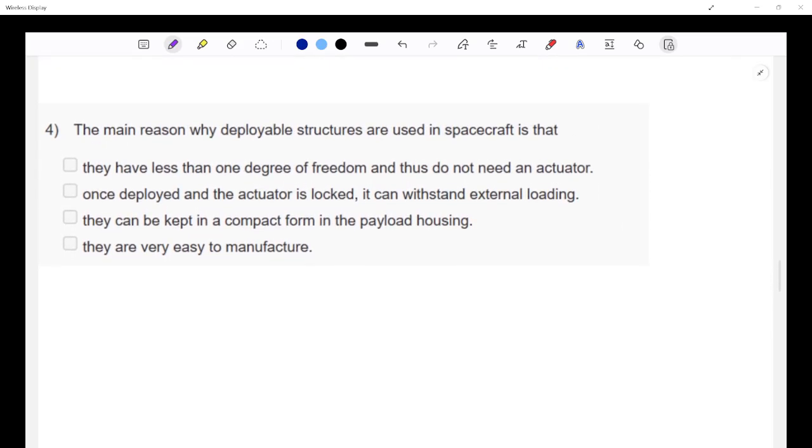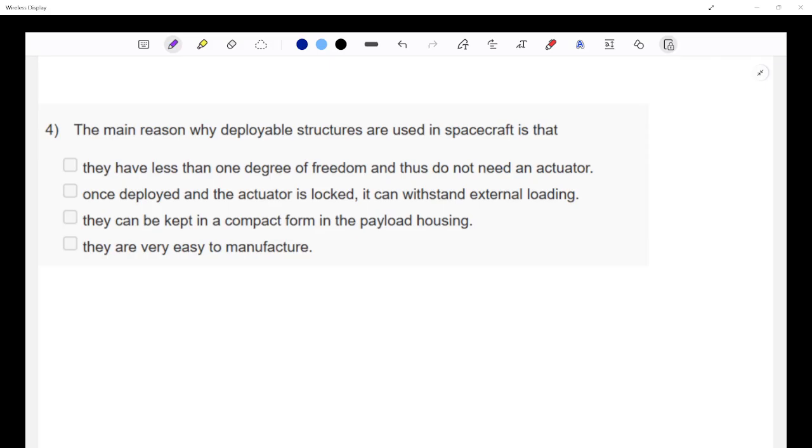Okay, let's move to the fourth question. The main reason why deployable structures are used in aircrafts is they have less than 1 degree of freedom and thus do not need an actuator, or once deployed and the actuator is locked, it can withstand external loading. They can be kept in a compact form in the payload housing, and they are very easy to manufacture.